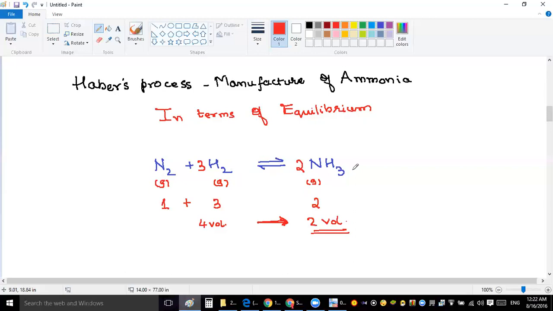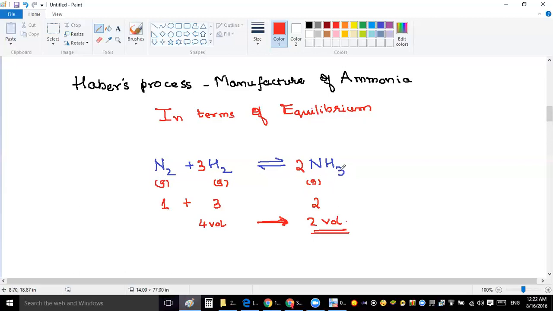So high pressure favors the forward reaction. The equilibrium is going to get shifted towards right. I'm going to get more ammonia. And conversely, obviously, if we are having low pressure, then more nitrogen and hydrogen will be obtained, which we don't need, because we are carrying out the manufacture of ammonia. Therefore, high pressure is going to favor the forward reaction. So in this process, high pressure is a preferable factor to get more ammonia.